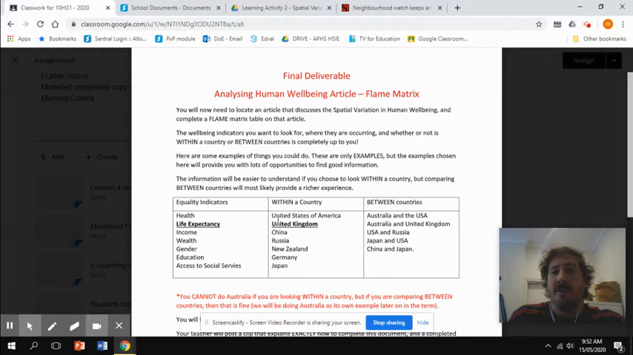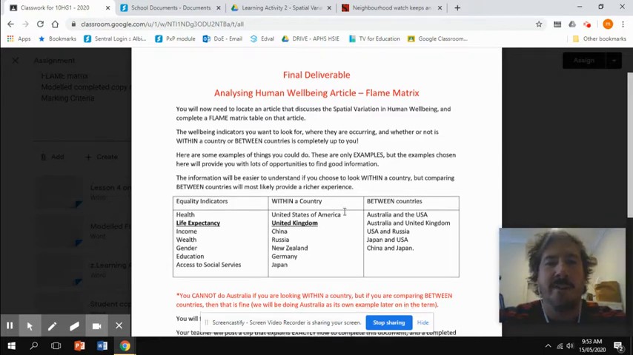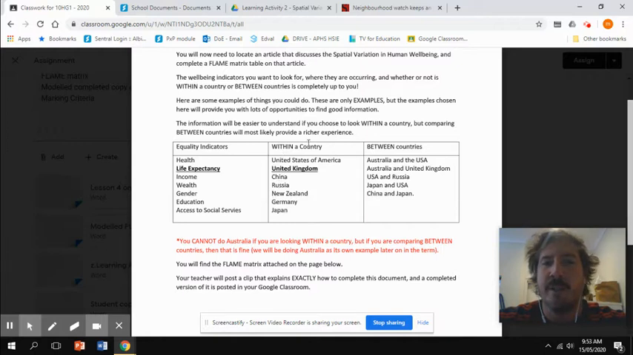The first lesson today was essentially about that. If you wanted to look at, say, income inequality between Russia and the United States, that could be a really interesting one. Those will be a bit of a broader response, but could be really interesting. One thing I want to make really clear is that you cannot do Australia. You cannot pick Australia if you're picking inequalities within a country, because the next task is all about Australia.